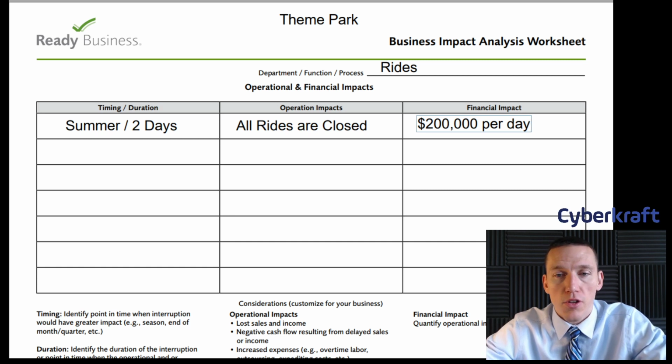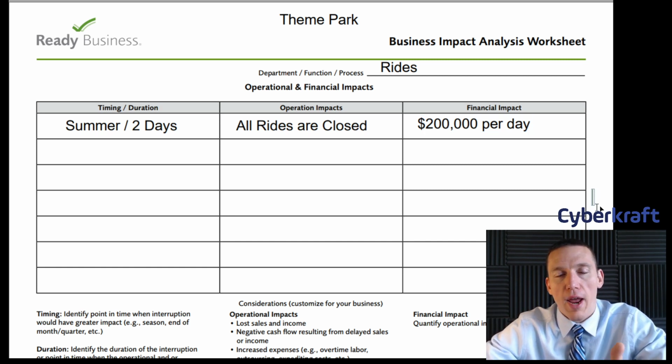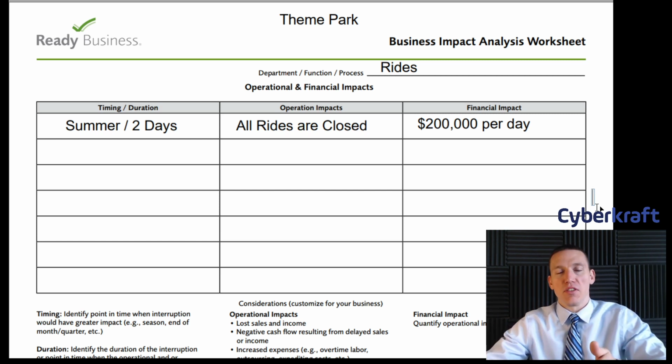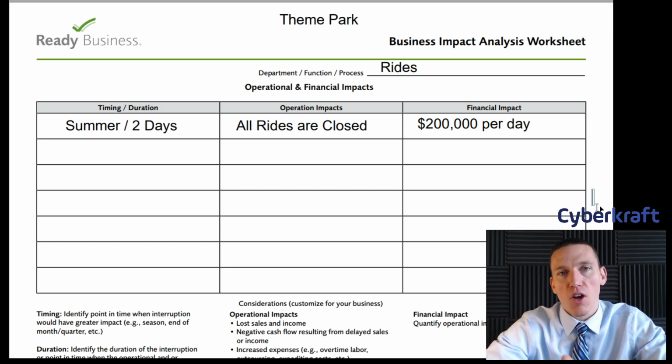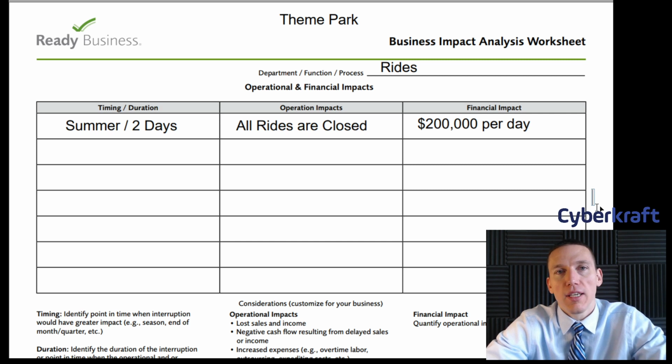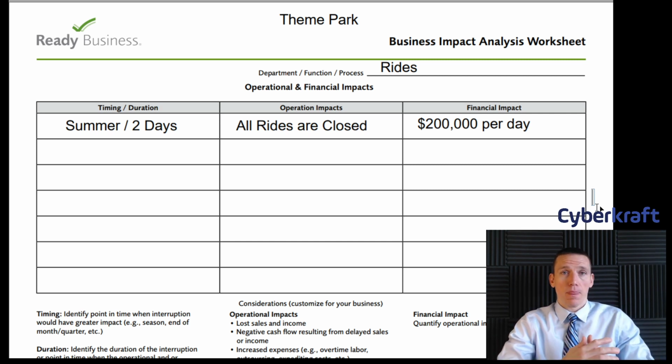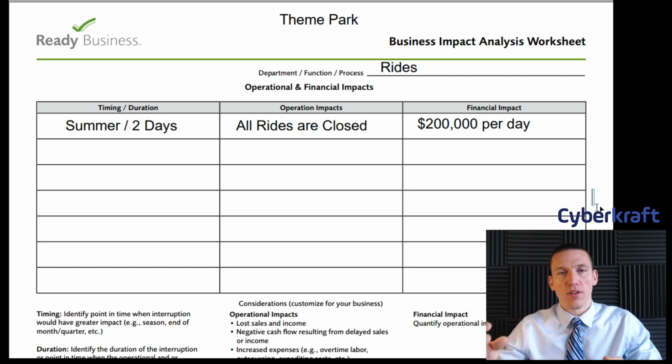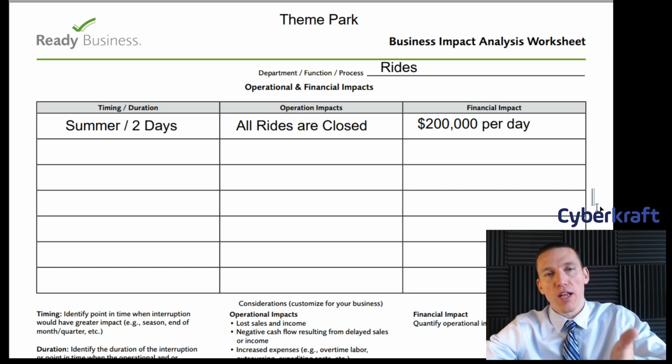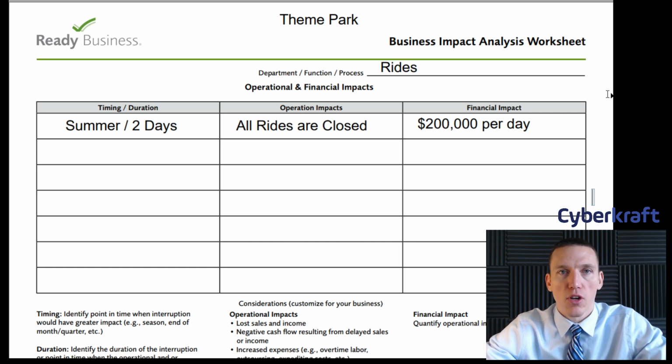Okay. So this just gives you an idea of how you would calculate this for each business function. You calculate the cost of a disruption, usually in the amount of time, per unit of time, with a dollar amount for each business function. So if the rides are closed, it's going to cost the park $200,000 a day. Of course, that's estimated. If the rides are closed, then most likely the entire park's closed.